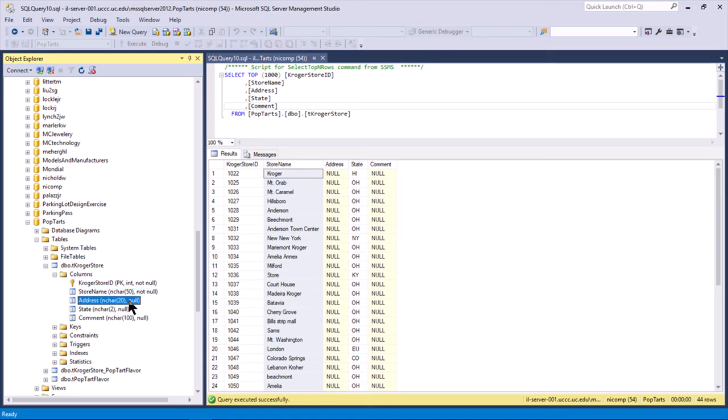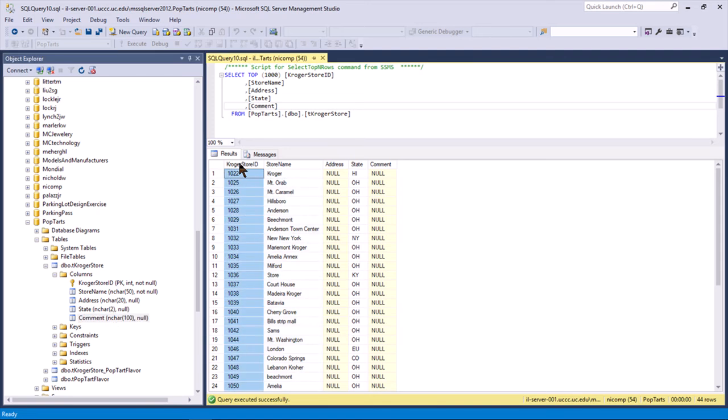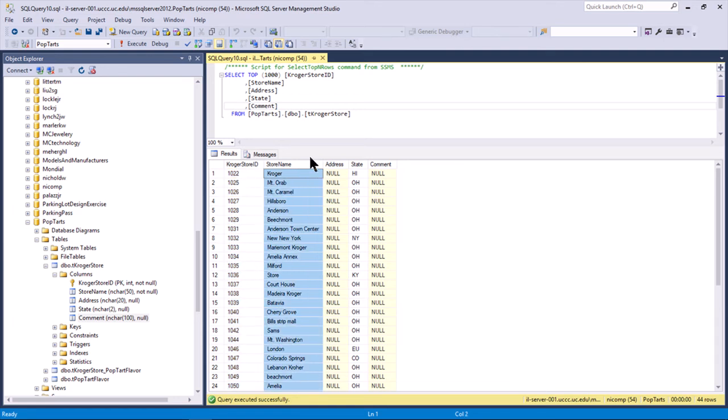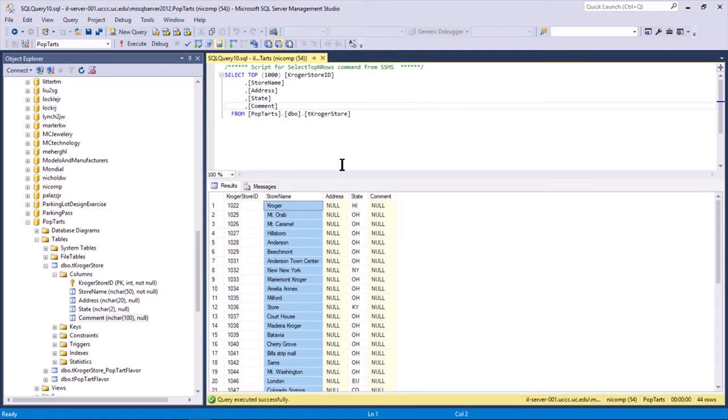The table also has an address field, a state field, and a comment field, which can all be left null. For the purposes of this demonstration, those fields are not important. We're primarily concerned about the ID column because it's the primary key and it will become a foreign key in the intermediate table. And for semantic reasons, so we have something to relate to, we're interested in the store names. But beyond that, the rest of the columns don't have a lot of importance to us at this point.